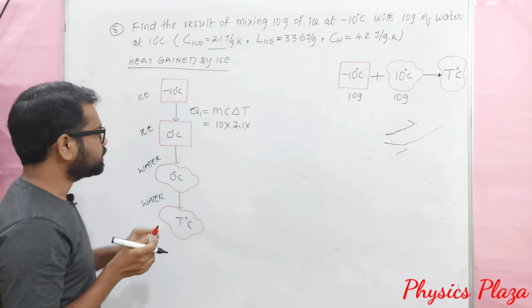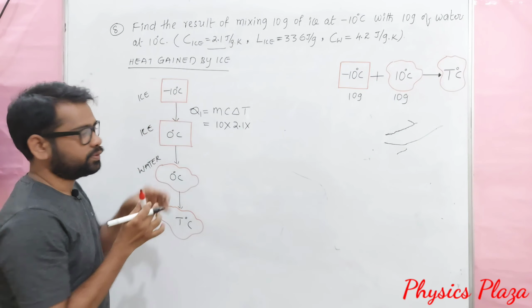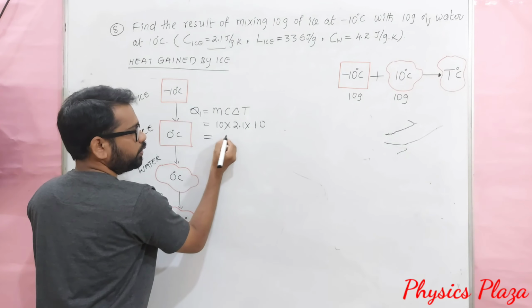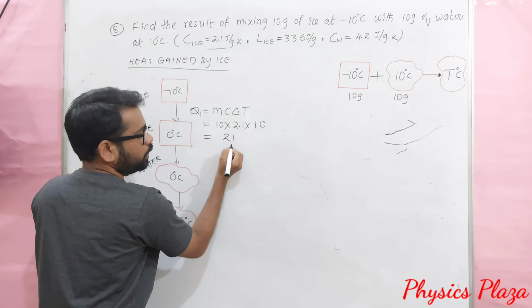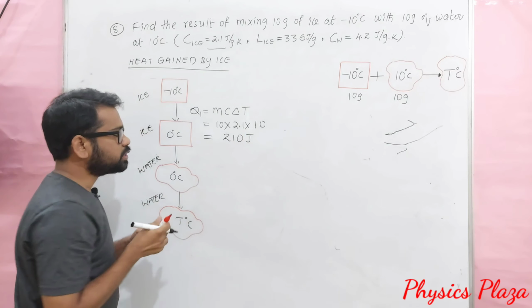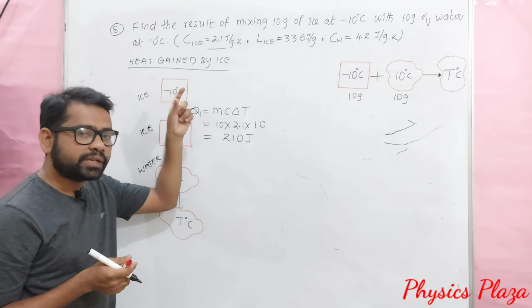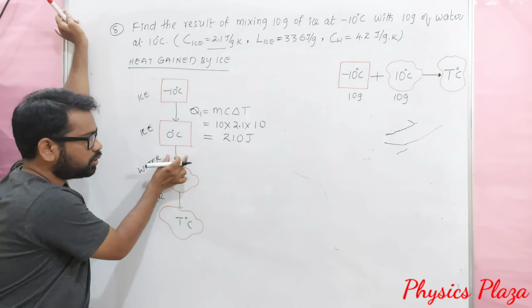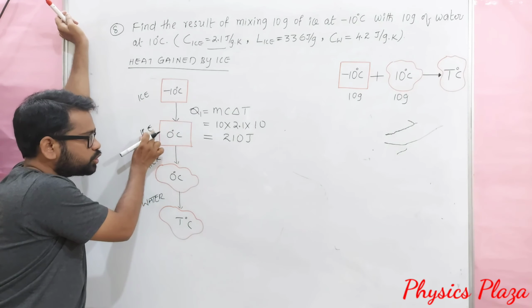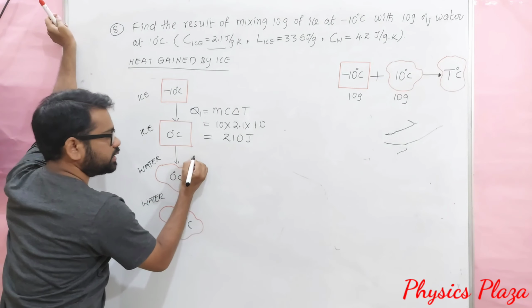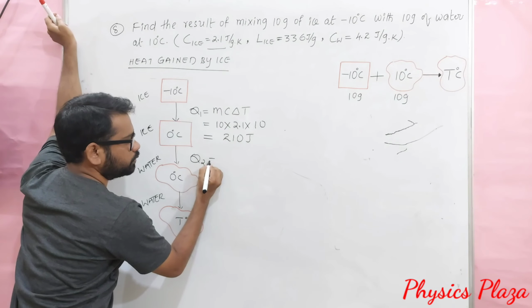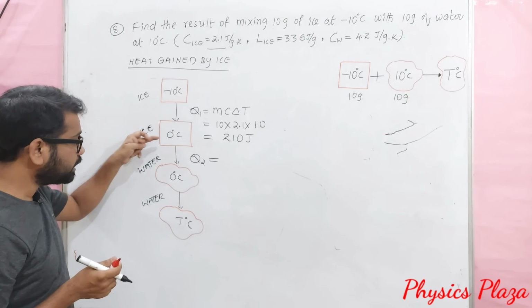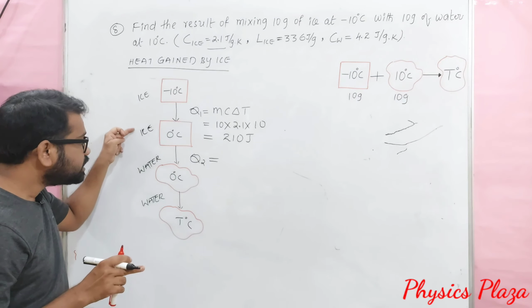Change in temperature: 0 minus of minus 10. Children, 0 minus of minus 10 will be 10 only. So how much do we get here? We get it as 210 joules. Children, this much amount of heat is absorbed by the ice at minus 10 degrees Celsius to convert into ice at 0 degrees Celsius. Now let us calculate the amount of heat absorbed during this stage to convert 0 degrees Celsius ice to 0 degrees Celsius water. Let us say it is Q2. So children, look here, there is no change in temperature, rather there is a change in state.